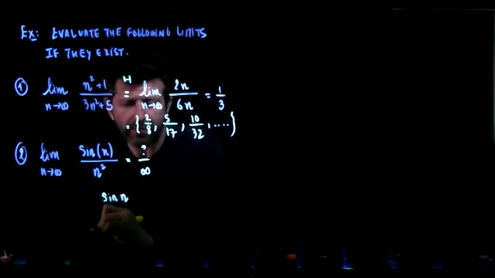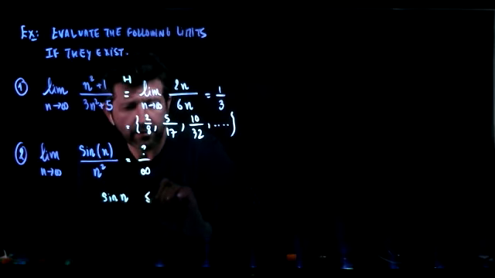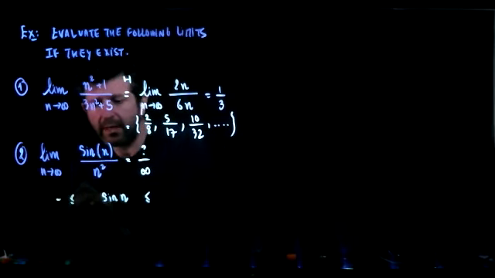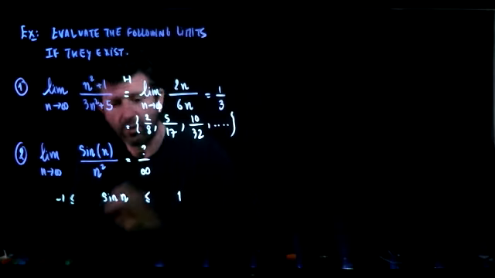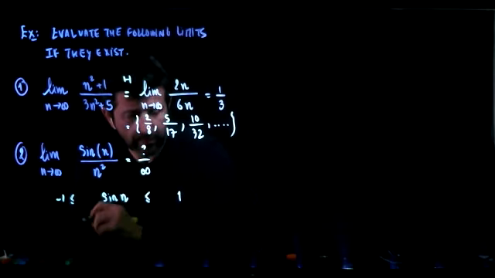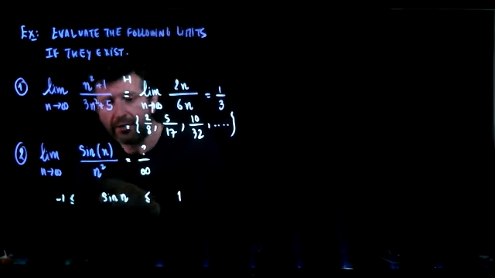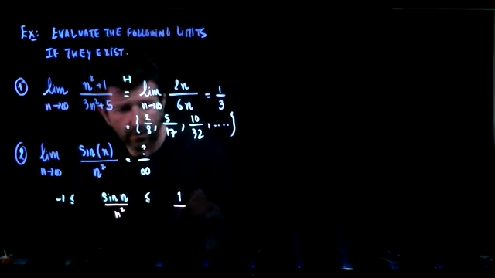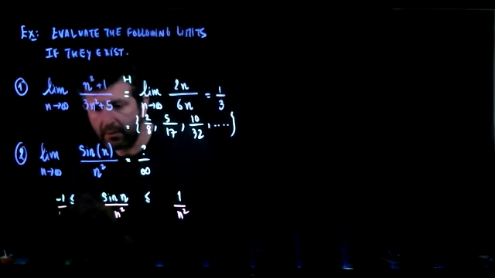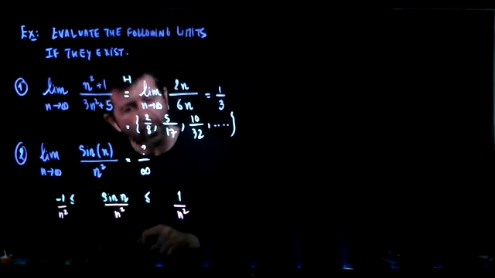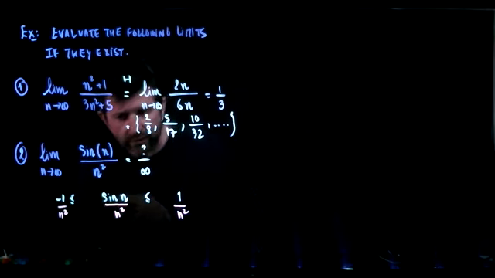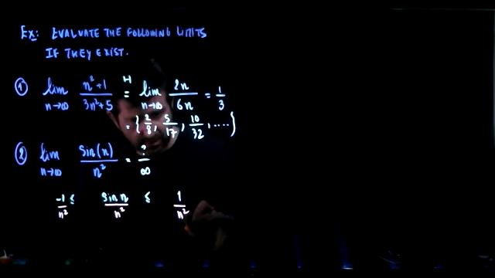So sine of n is definitely between -1 and 1. That's for sure. True? The sine is always between -1 and 1. And so if I divide by n squared, still true, still holds. So sine n over n squared is between -1 over n squared and 1 over n squared always.